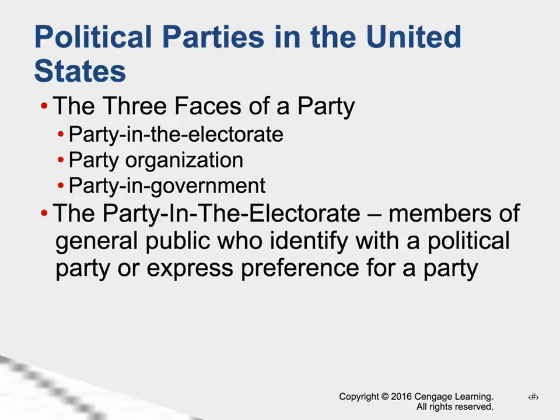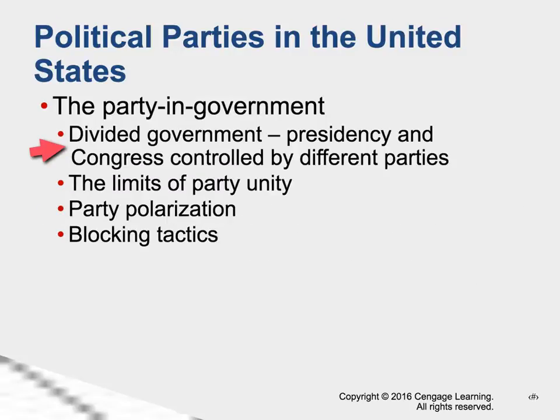A political party consists of three components: party in the electorate, party organization, and the party in government. Party in the electorate, those are the members of the general public who identify with a political party or express preference for it. For your quiz purposes, you should understand the party in government.